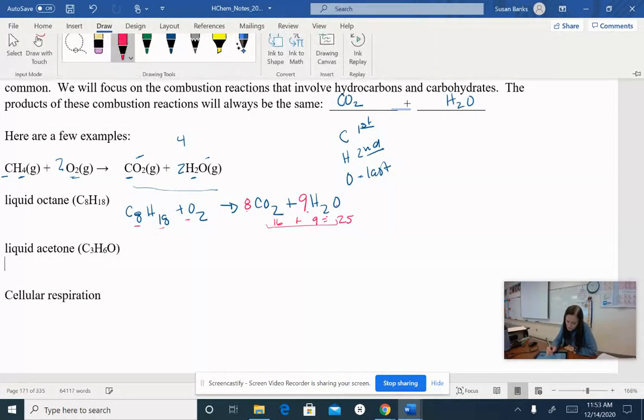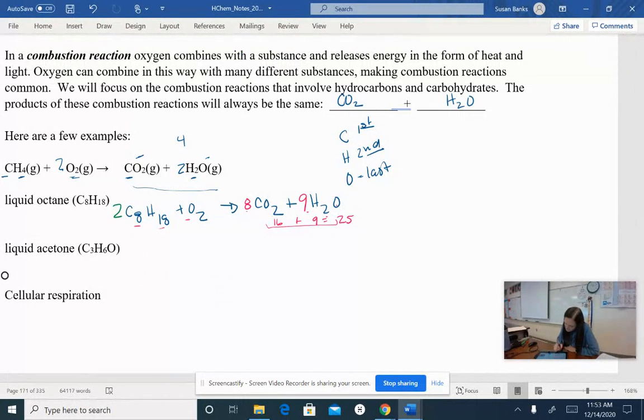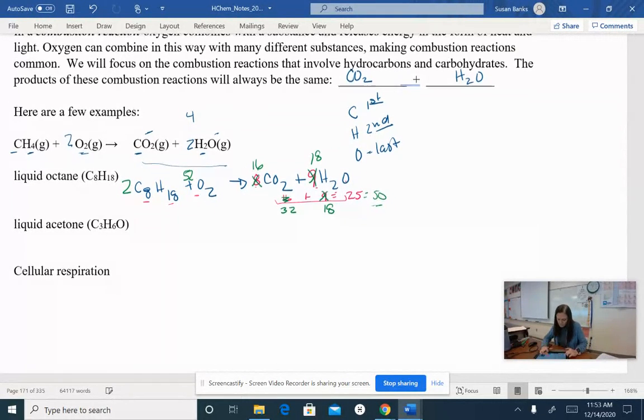So what I have to do is I'm going to have to go back and double everything. So if I double this, double this, double this, this now gives me 50, right? That will be 32. 16 times 2 is 32, and 18 times 1 is 18. So that gives me 50 oxygens. What's 50 divided by 2? 25. Okay? So that is combustion.